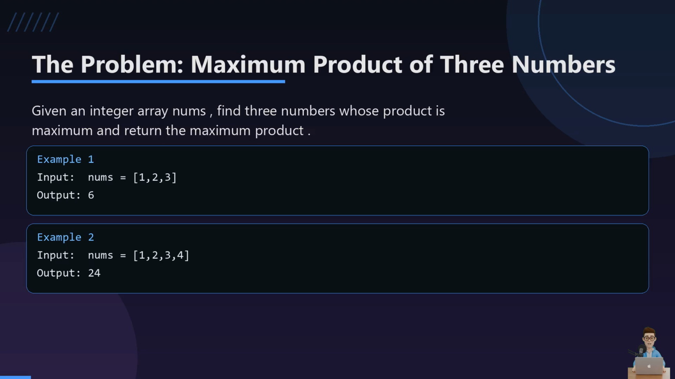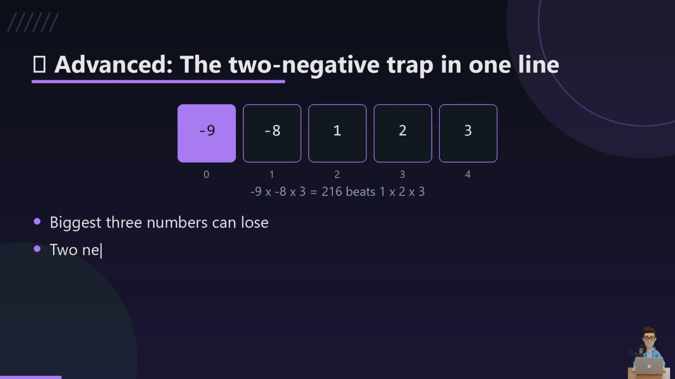Three numbers whose product is the biggest possible from the array. Here's the narration. You're given a list of whole numbers, and your job is to pick three of them that multiply together to give the largest possible result. Once you've found that trio, return their product. Advanced level, you know this one.